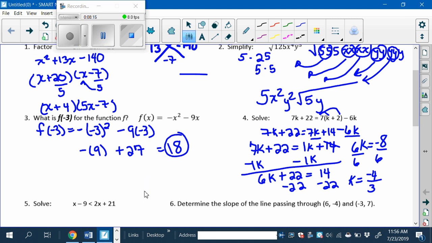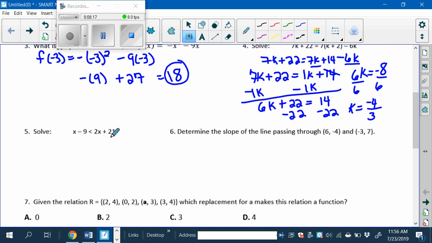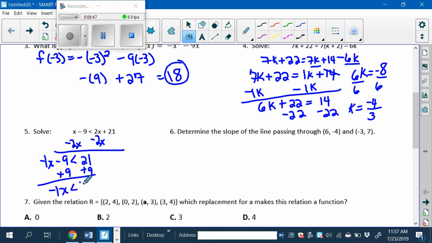Now, when we're solving an inequality, I like to bring the variable to the left side, okay? So I'm going to subtract 2x from each side. And I get -1x minus 9 is less than 21, okay? Then I add 9 to both sides. Now I have -1x is less than 30, okay?